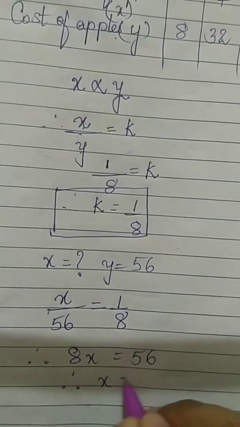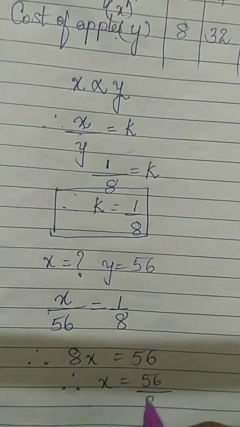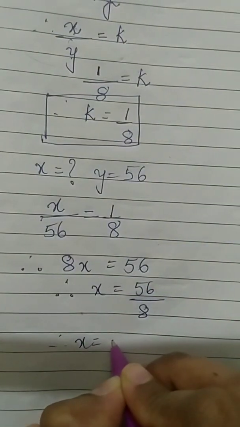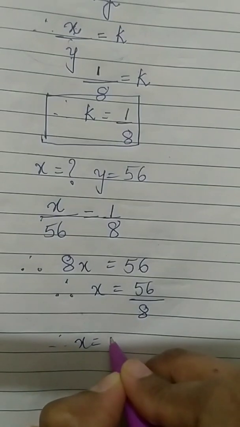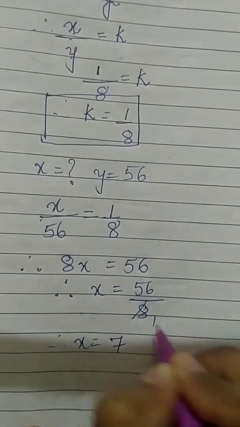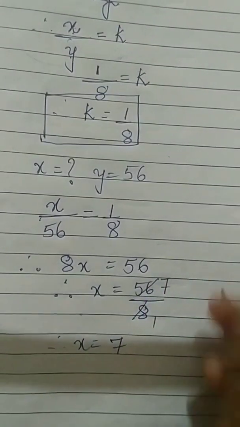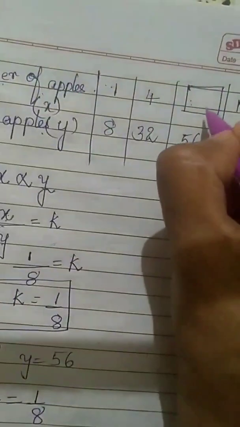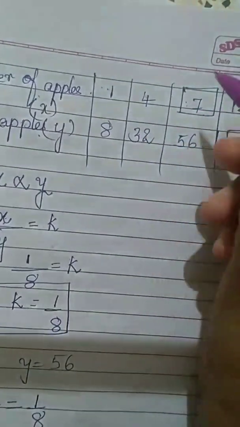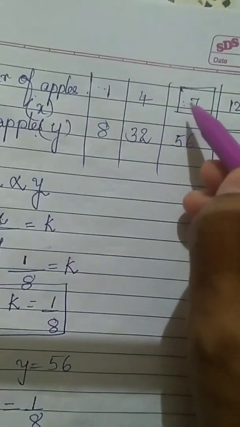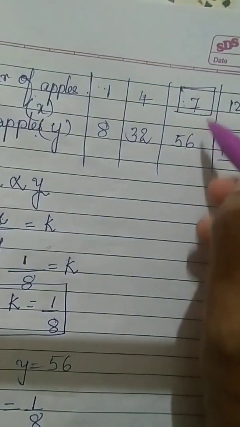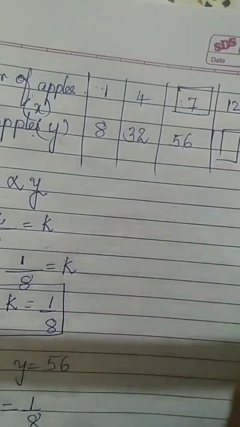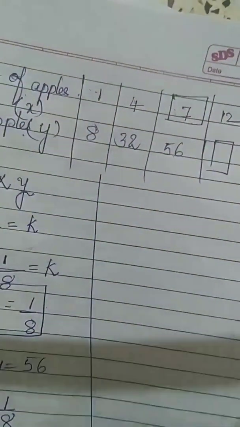Therefore, x is equal to 56 upon 8. x is equal to 7, because 8 sevens are 56. So we got the first answer. Here you will put 7. Now how to check whether our answer is correct or not? Divide 7 by 56 and see. 7 ones are 7, 7 eights are 56. Yes, you are getting the constant 1 upon 8. That means it is correct.